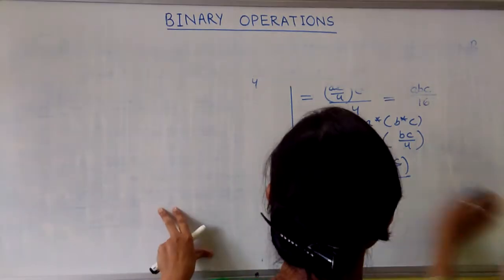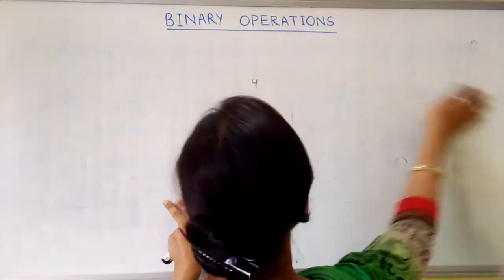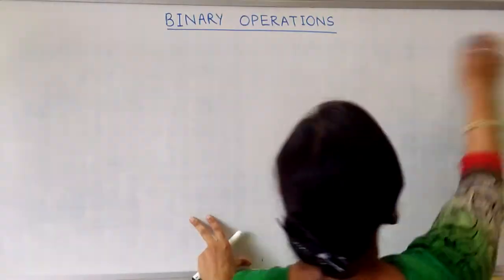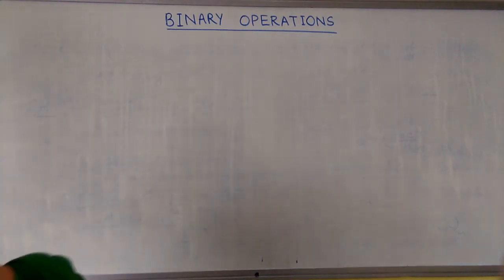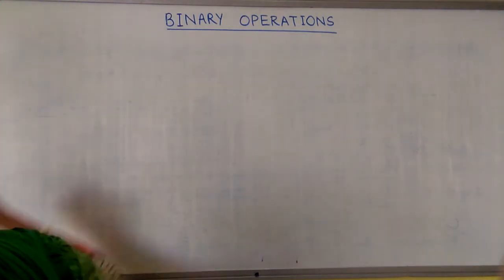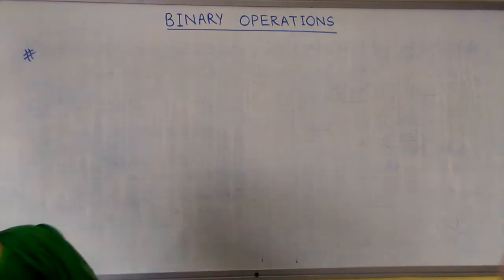For finding the inverse, the method is very simple. Method for finding the inverse. How can we find the inverse? First of all, finding the identity element. How can we find the identity element?